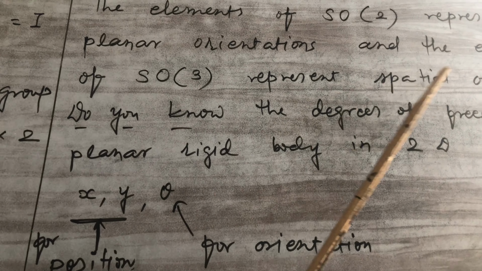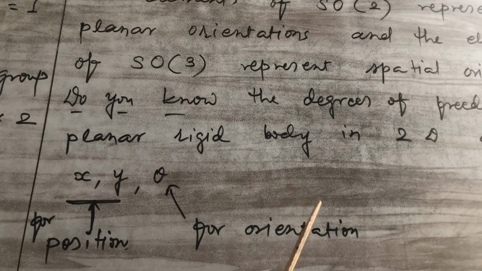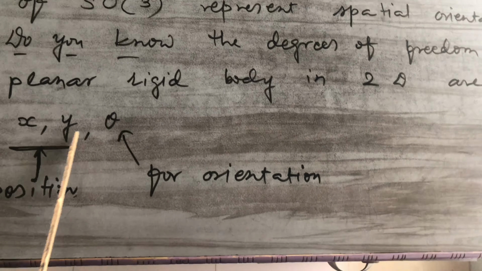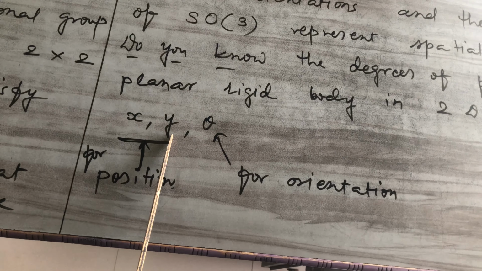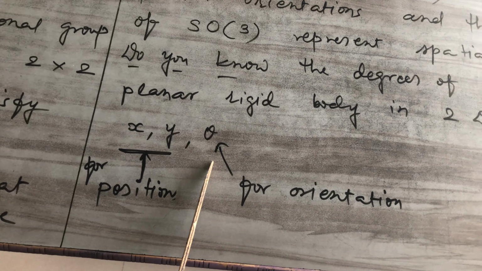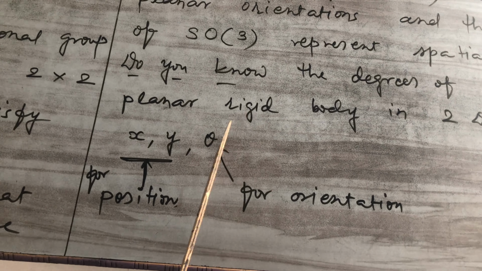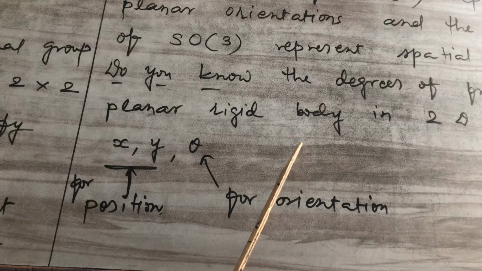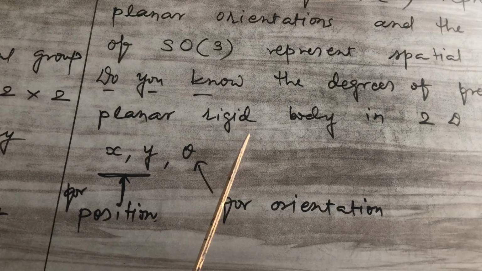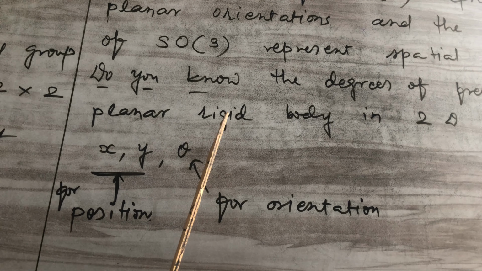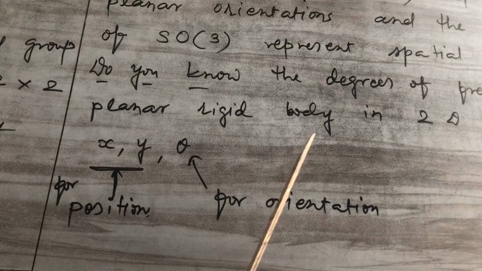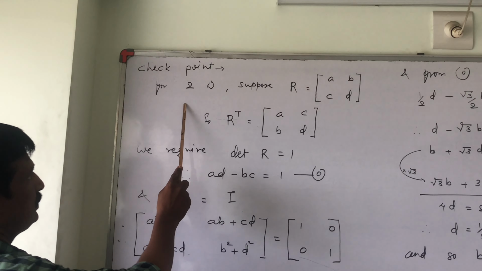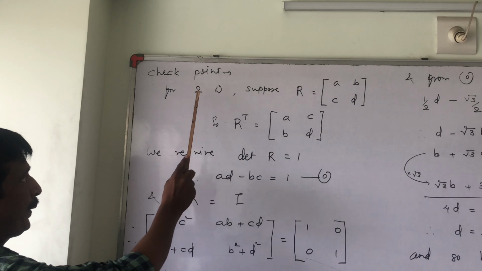Do you know the degree of freedom of a planar rigid body in 2D? It is 3: two coordinates x, y, and one for the orientation angle theta. So from the orientation point of view, a planar rigid body in 2D has 1 degree of freedom. Now we will discuss an interesting topic about this.